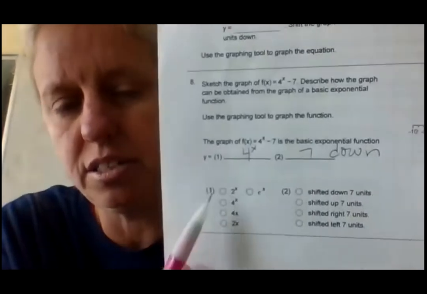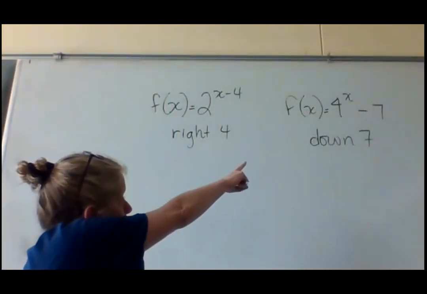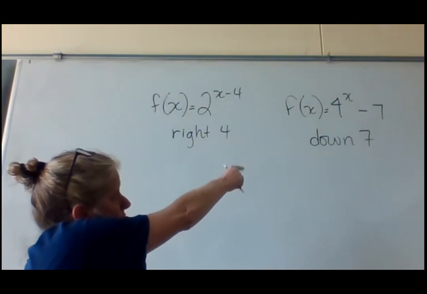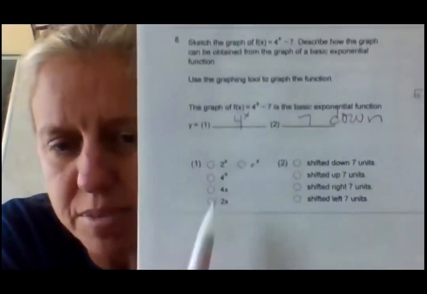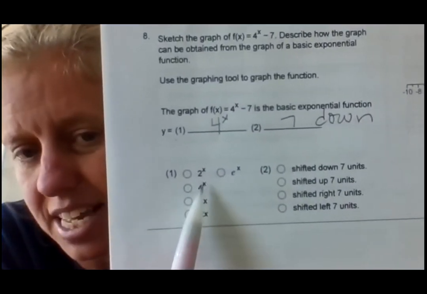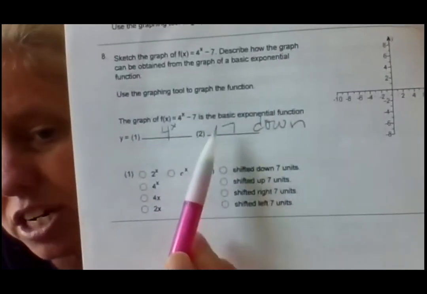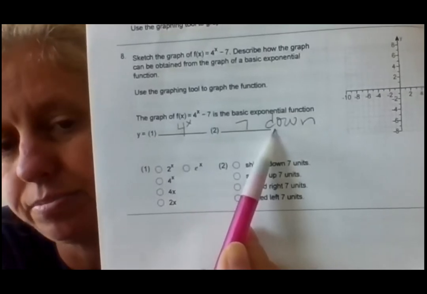Now on this one, which goes along with this problem, you're going to start off with your base of 4 to the x power. So when it gives you that drop down, make sure you choose 4 to the x, not 4x, but the x in the exponent. And then you're going to shift it 7 units down.